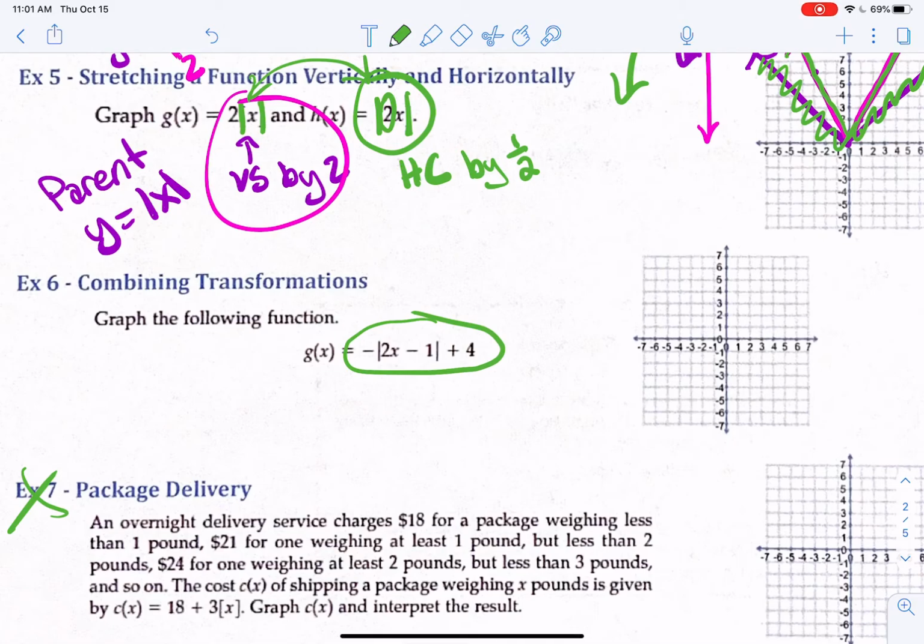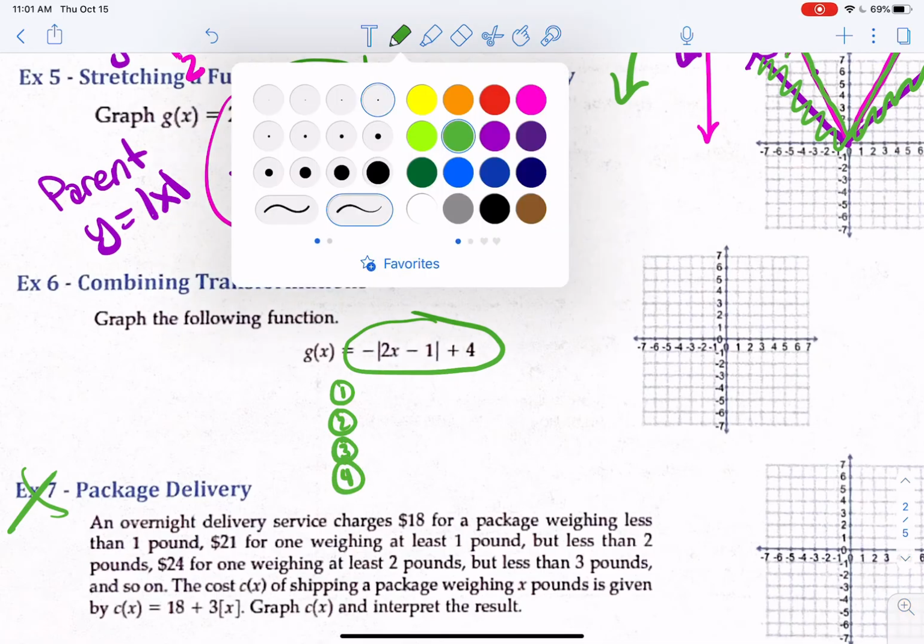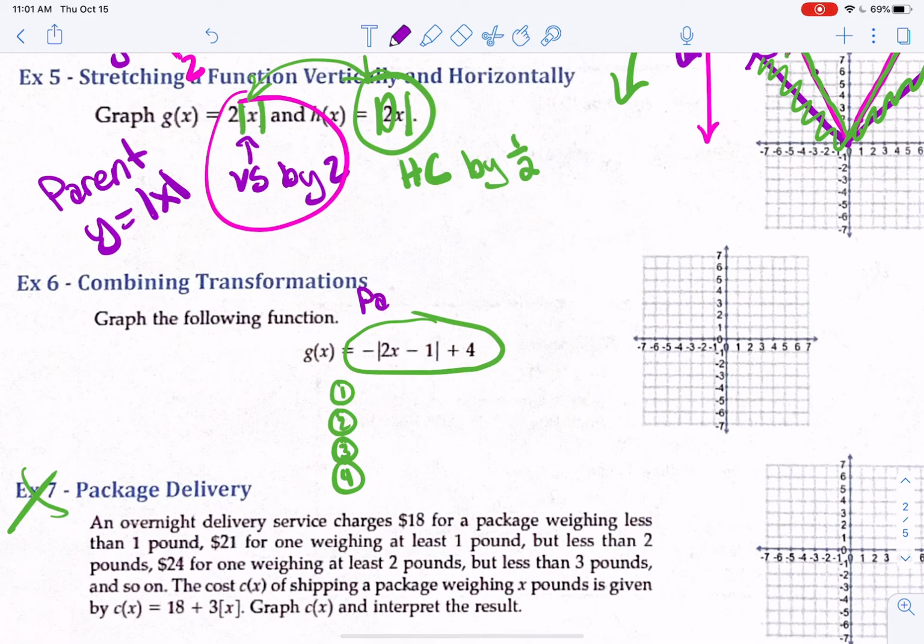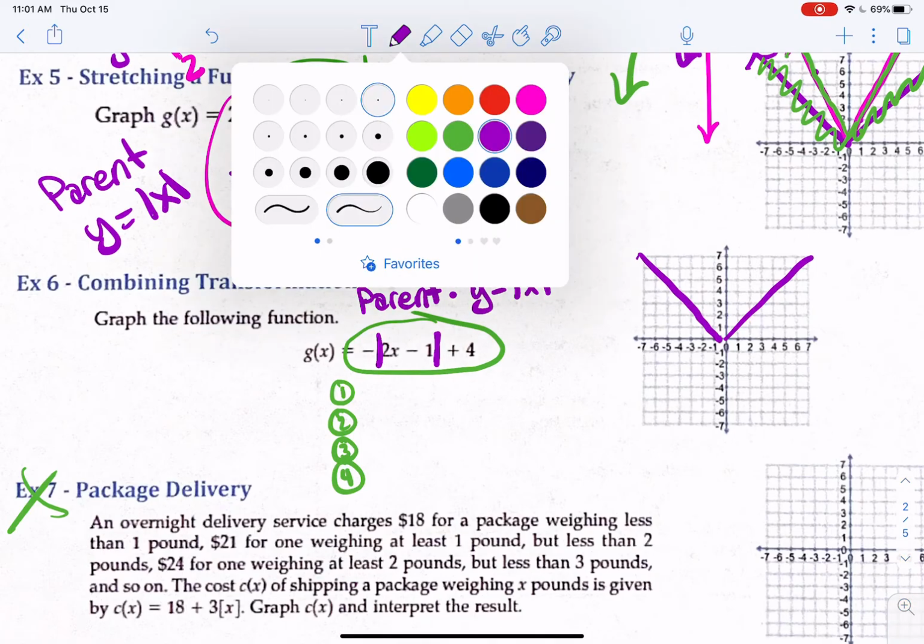Holy cow, there's lots of stuff. There are actually 4 things happening in that, even though there's only 3 numbers. So let's list out the 4 things. 1, 2, 3, 4. There are 4 different functions happening. And the parent function, let's write out what he is. What I'm starting with, I see these absolute value bars, so I'm starting with the absolute value of x, which is just this guy. Then we can figure out from there what all of the things are doing.